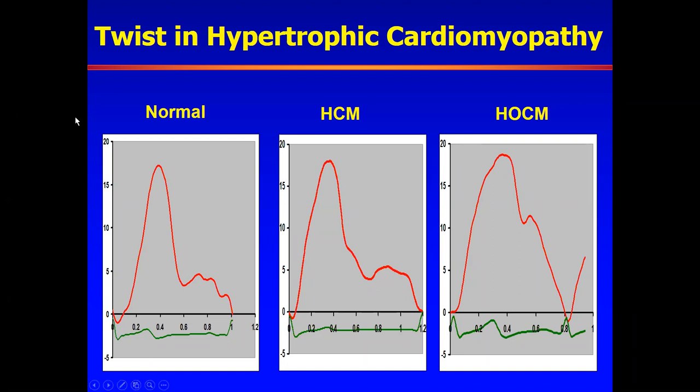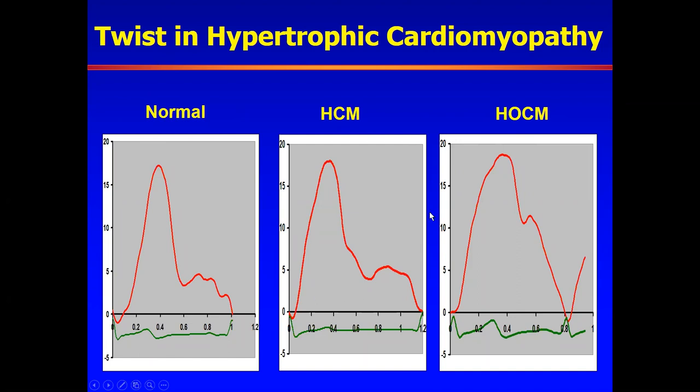Long story short, abnormalities have been described, but not really in the absolute twist. As you see here, it looks very similar between normal individuals and those with hypertrophic non-obstructive and obstructive cardiomyopathy. The differences are more pronounced in the presence of exercise. You see augmentation in the normal, but less so in the hypertrophic cardiomyopathy patients.